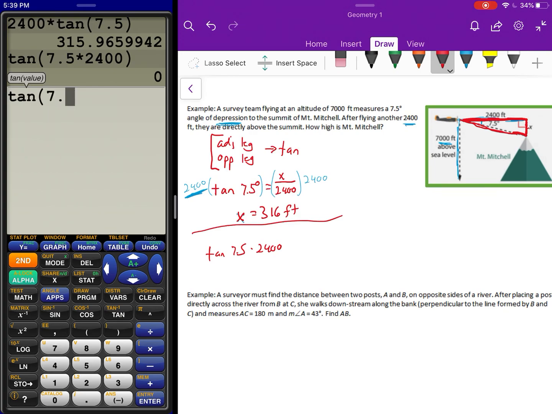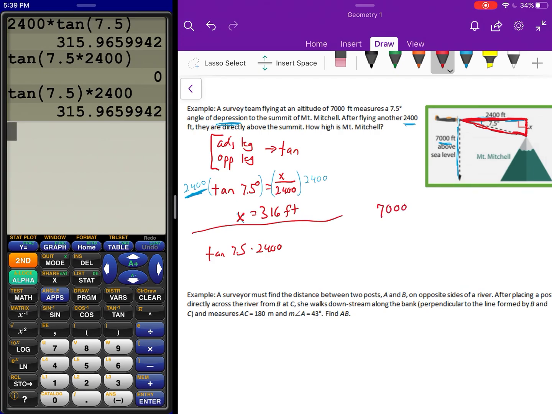So you want to make sure you do tangent of 7.5, close the parentheses, times 2,400. And there you get the correct answer. So that's the value of x. Remember, we are not finished yet.